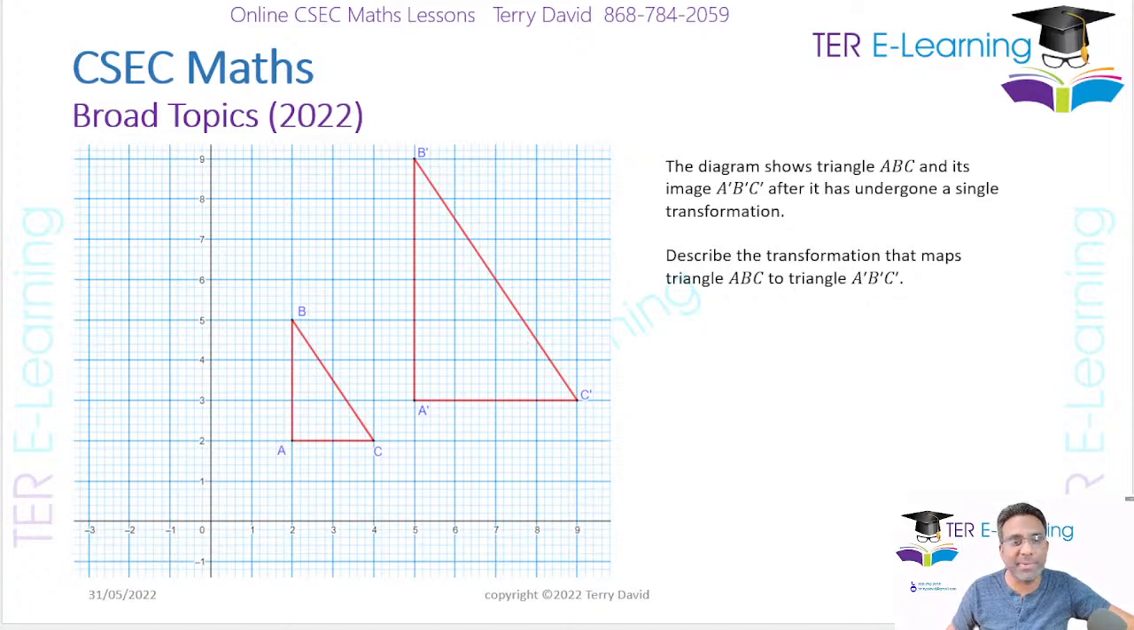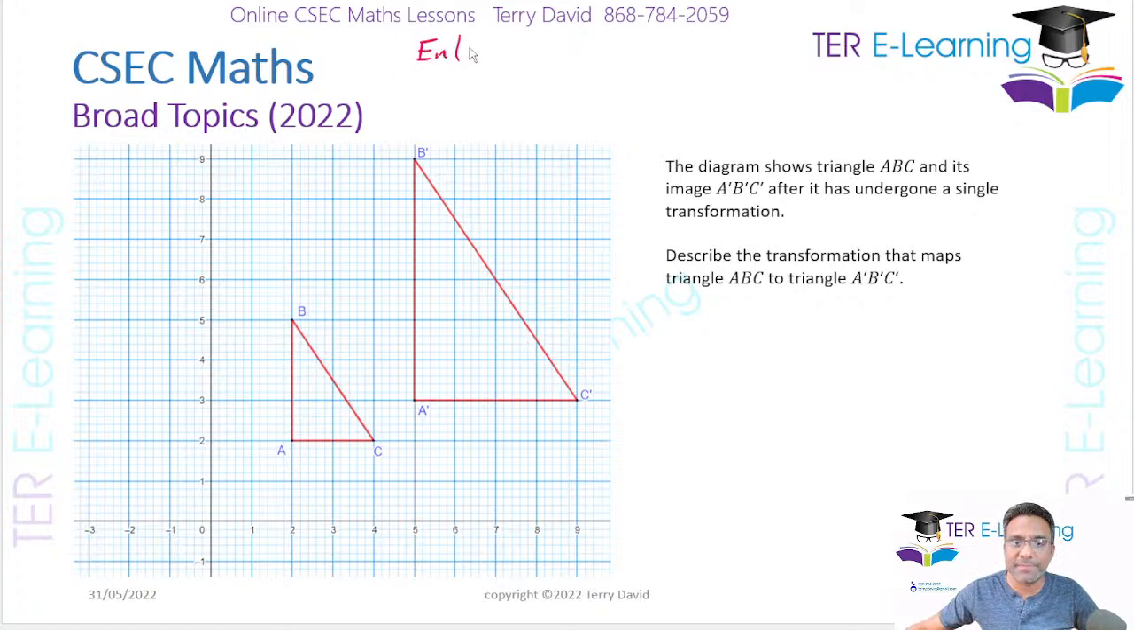Right, so lots of people saying enlargement, and that's partially correct because we need to say some other things as well. Now, how do we know it's an enlargement? Those two triangles are what we call similar triangles. The angles inside of the triangle are all the same, however the lengths are different. So we must say it's an enlargement.